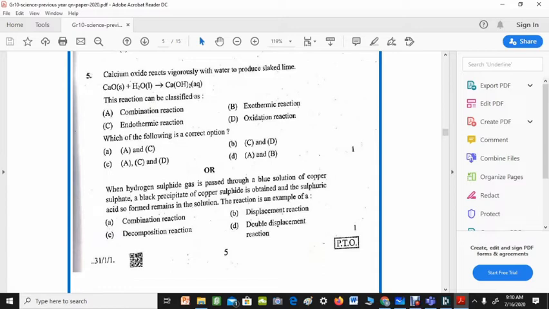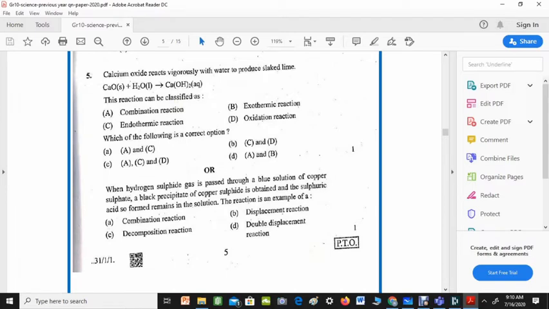So you're getting calcium hydroxide. Actually it is formed as an aqueous solution. So that's why AQ is given. Now, they are asking what is the kind of reaction. So whether it is a combination reaction, endothermic reaction, exothermic or oxidation reaction, and it's given a combination actually. So which of the following options is the correct option?